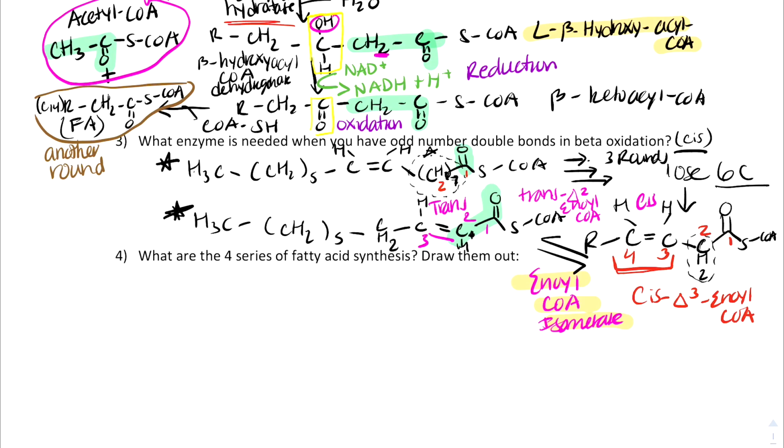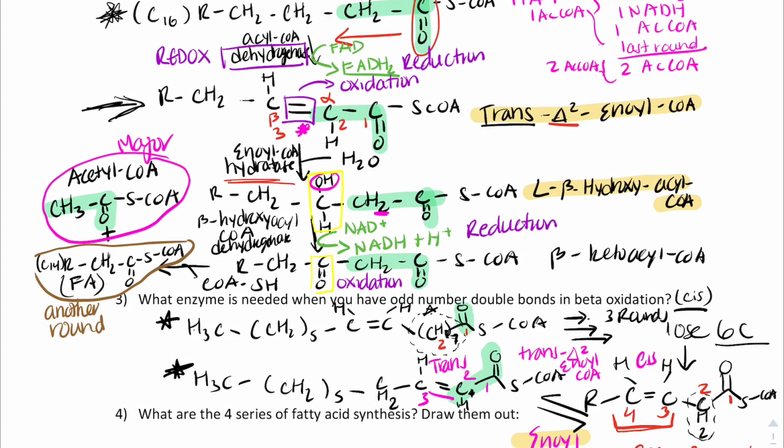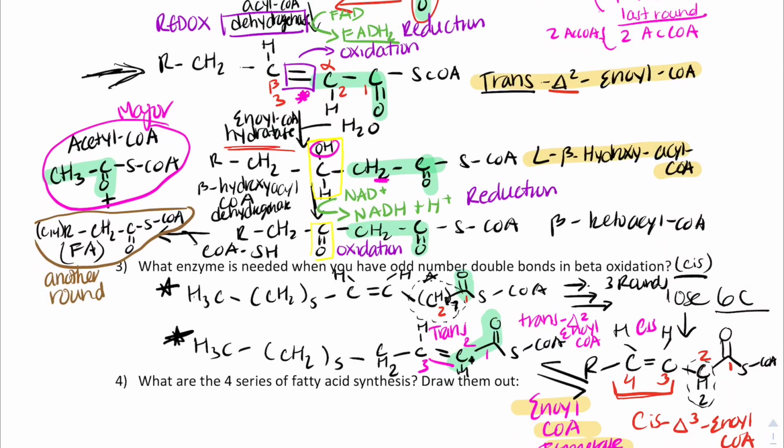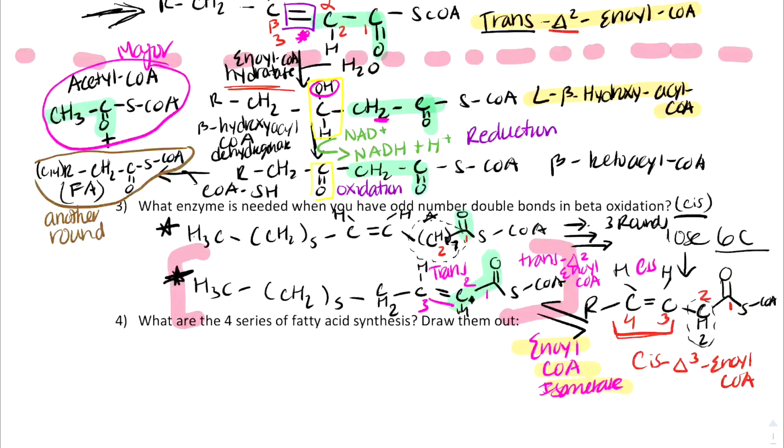So once you get to this form right here, you can actually continue on as if you were to do the normal beta oxidation. So now this structure right here looks like a complete mess, but it can actually start at this step right here, in which we have enyl CoA hydratase, and then that can be converted into L-beta hydroxy acetyl CoA and so forth.